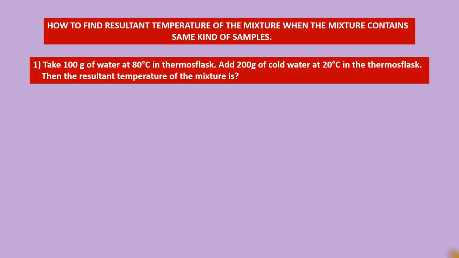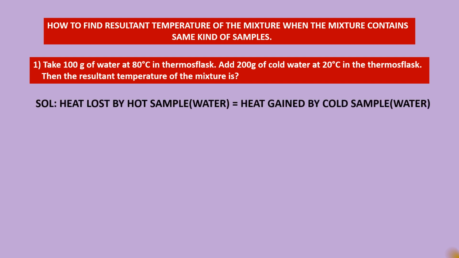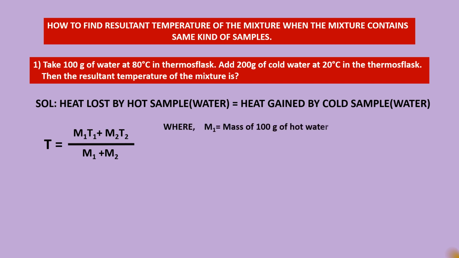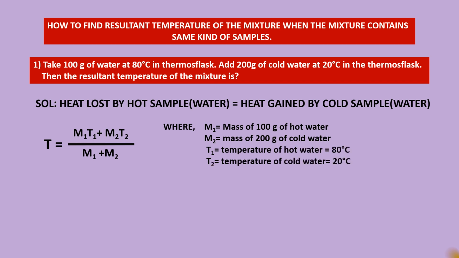According to the method of mixtures, we know that heat lost by the hot sample is equal to heat gained by the cold sample. In the given problem, the same kind of sample, that is water, is given. So we can find the resultant temperature directly by using the formula resultant temperature T is equal to M1 T1 plus M2 T2 by M1 plus M2, where M1 is the mass of 100 grams of hot water and M2 is the mass of 200 grams of cold water, and T1 is the temperature of hot water and T2 is the temperature of the cold water.